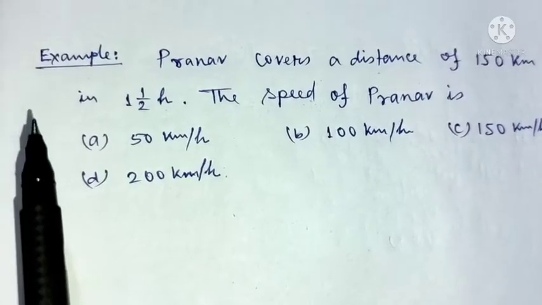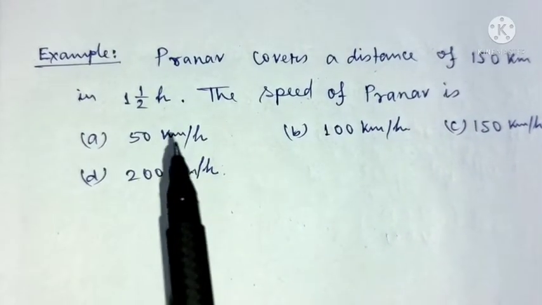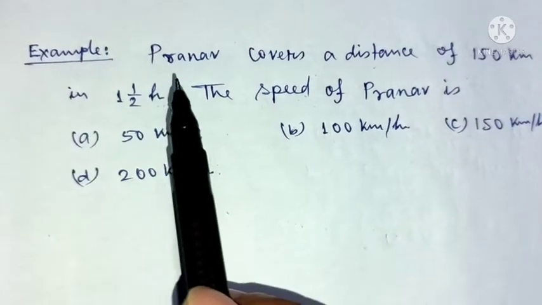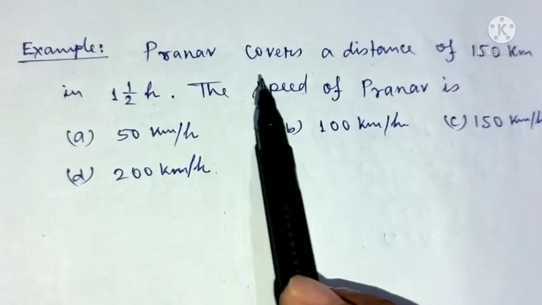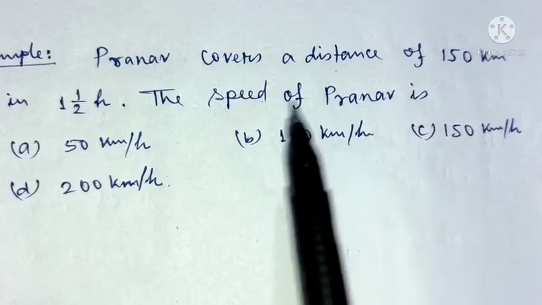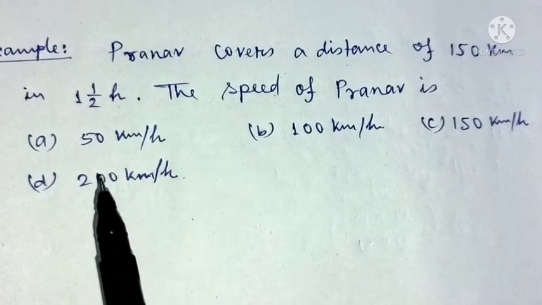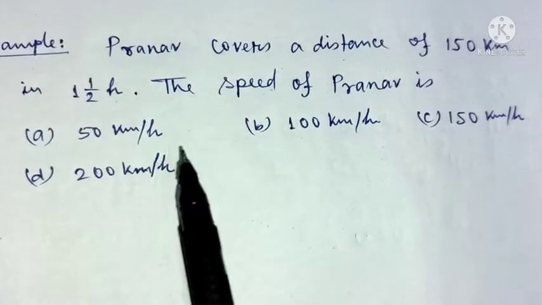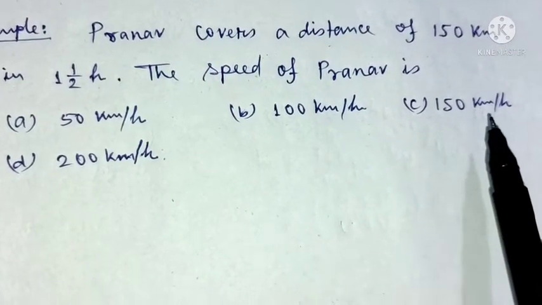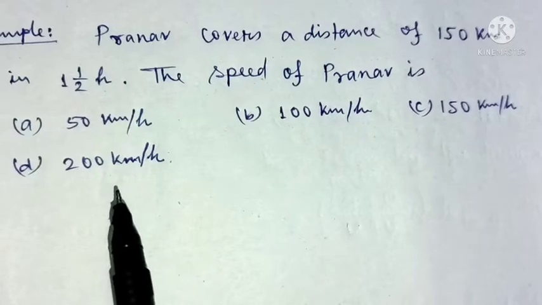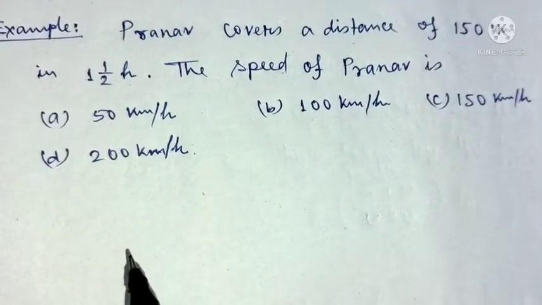Let us take an example to clarify this concept. Here I have considered an example: Pranav covers a distance of 150 km in 1.5 hours. The speed of Pranav is, options are given: 50 km per hour, 100 km per hour, 150 km per hour, and 200 km per hour. So let us find this answer.